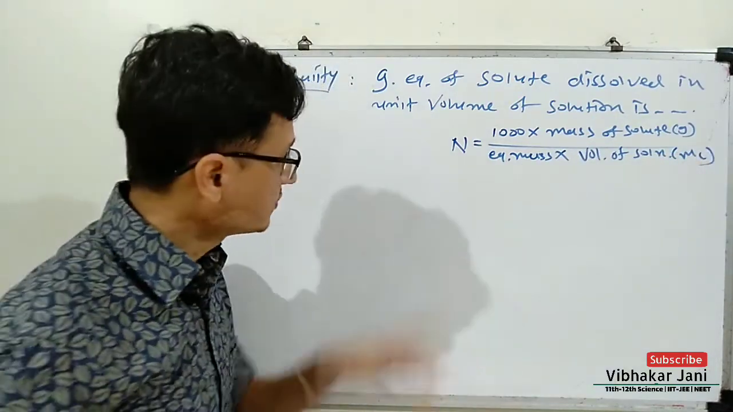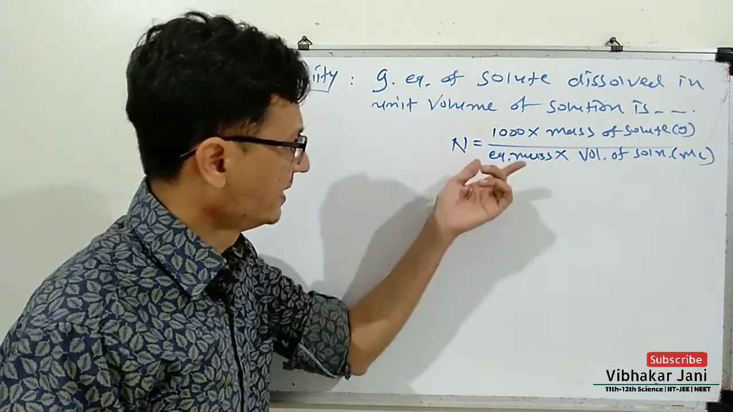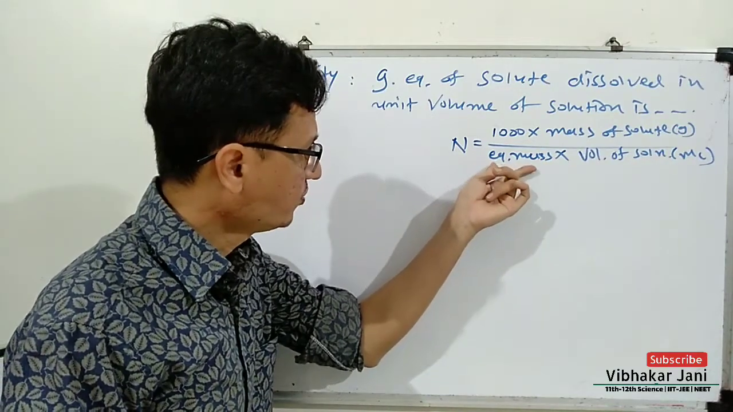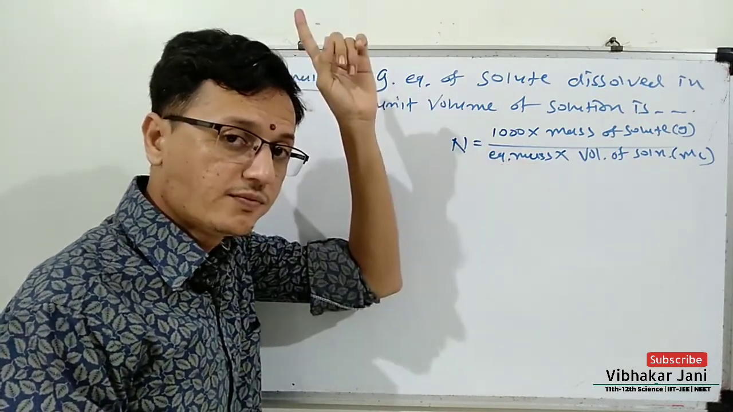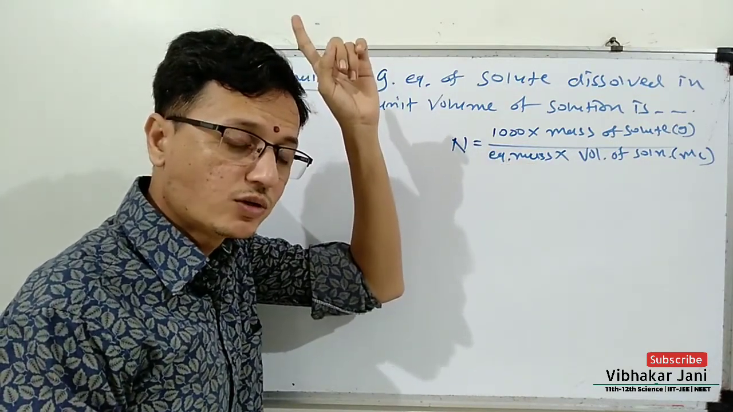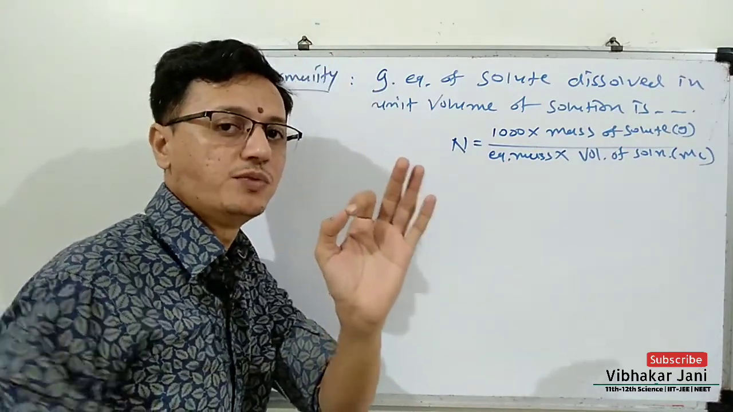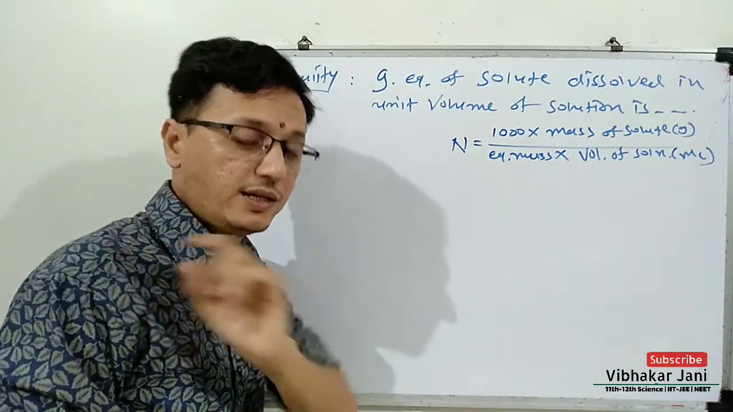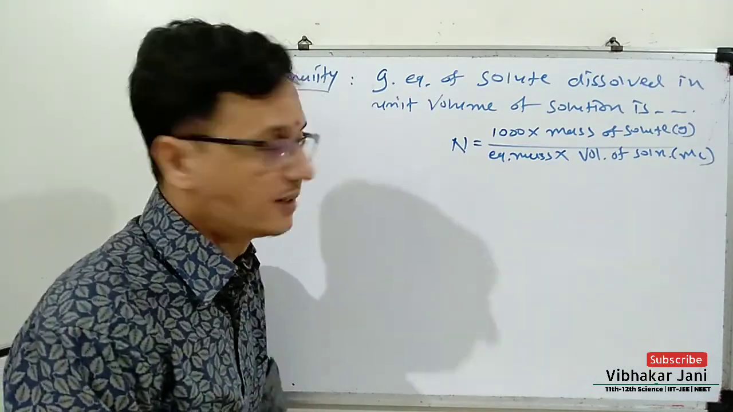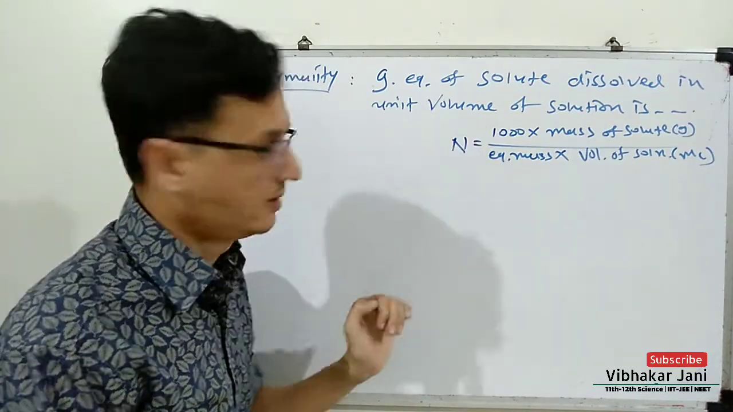Now if you compare this formula with the formula of molarity, then you will see here in the formula of normality there is equivalent mass and the formula of molarity was having molecular mass. This is the only difference between these two terms, molarity and normality. In molarity, molecular mass is considered. In normality, equivalent mass is considered.